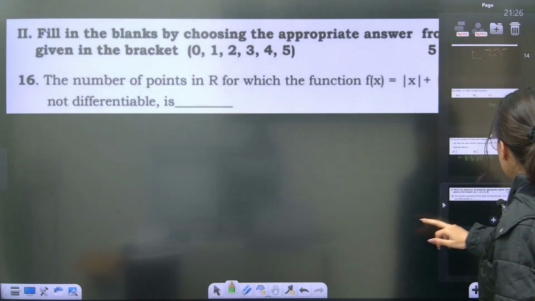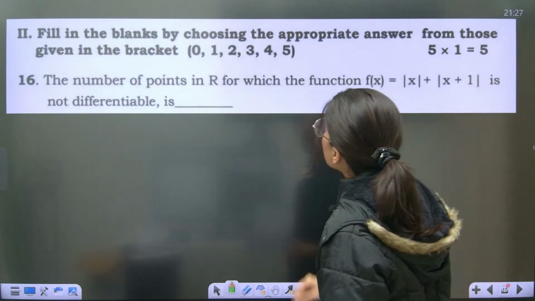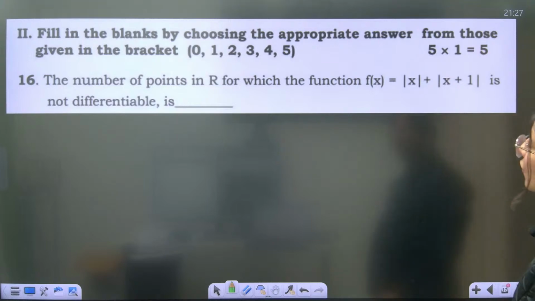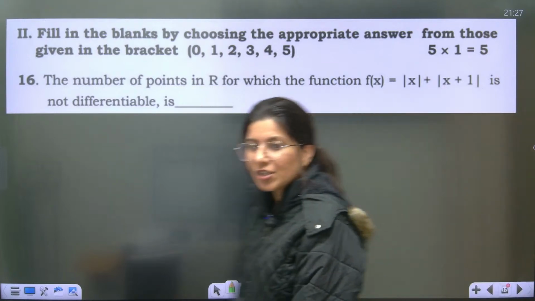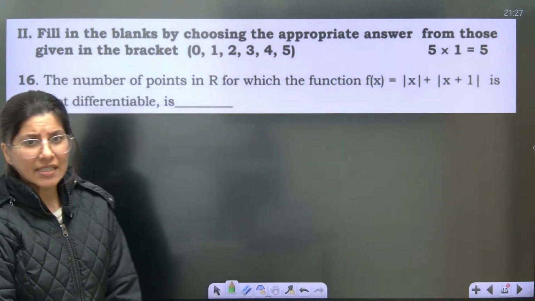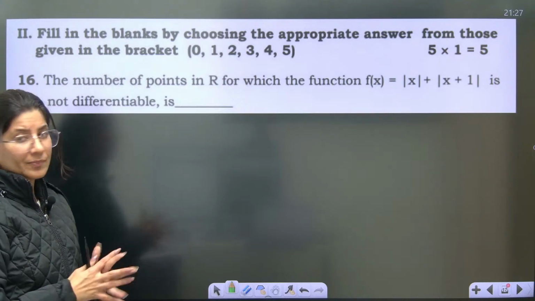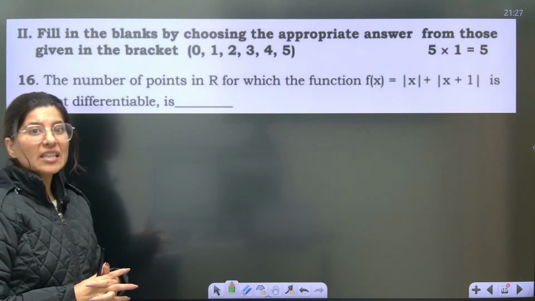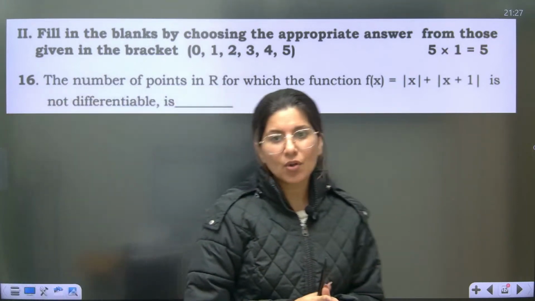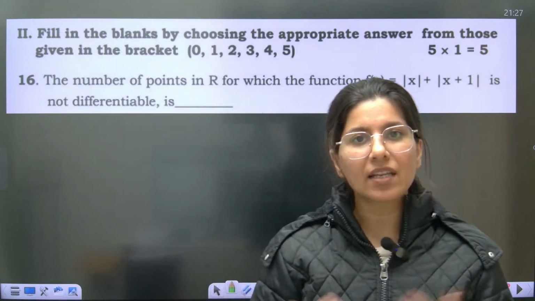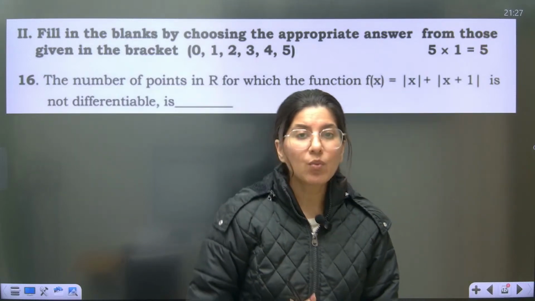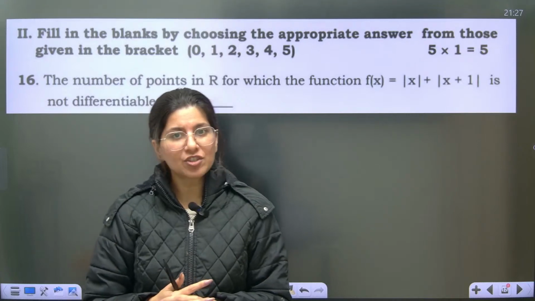Now we are having the next question. Fill in the blanks by choosing the appropriate answer from the given bracket. Number of points in R for which the function is equal to this is non-differentiable. Okay. Now understand, first of all, what are the critical points over here? That means, obviously, see, what they are saying is they are giving a function, and they want us to calculate the number of non-differentiability points.